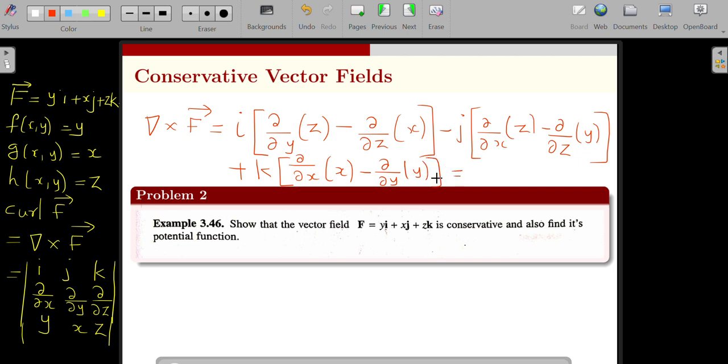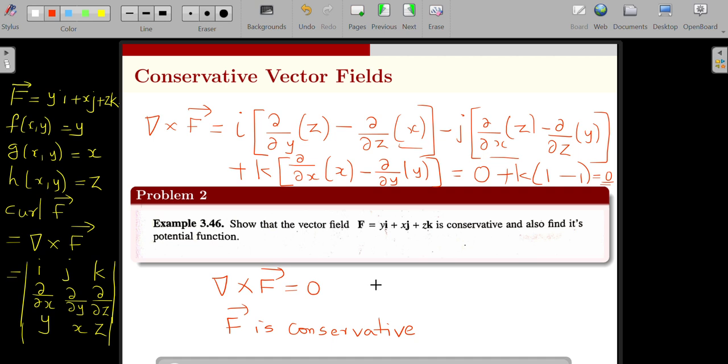So dou by dou y of z is equal to 0, dou by dou z of x equal to 0, dou by dou x of z equal to 0, and dou by dou z of y equal to 0. So the first two terms are equal to 0, plus k into dou by dou x of x is 1, and similarly dou by dou y of y is equal to 1. So this is equal to 0. So we obtain that del cross F equal to 0, that is, the curl of this particular vector field is equal to 0. This means that F is a conservative vector field. F is conservative.